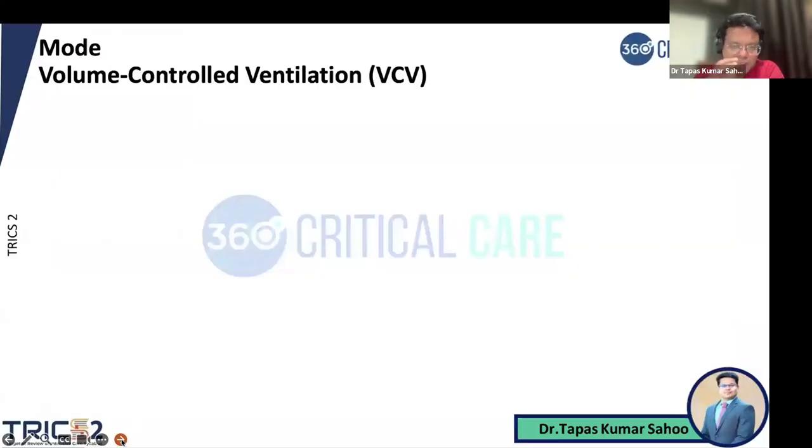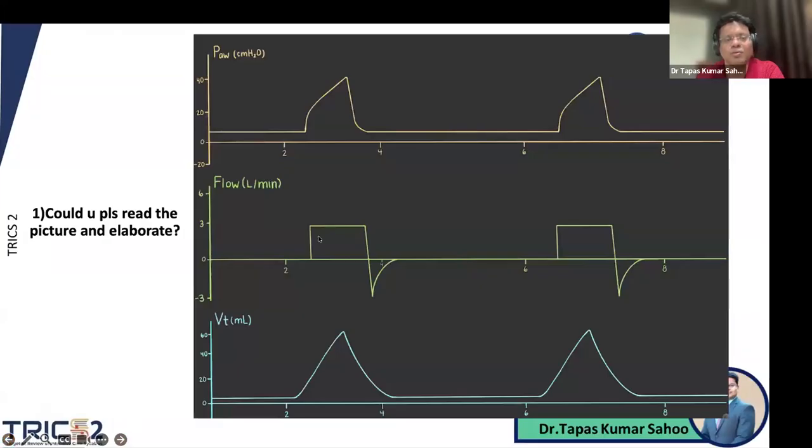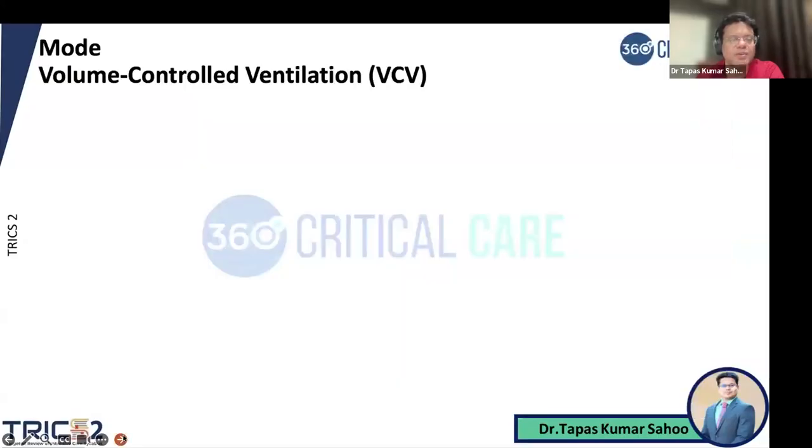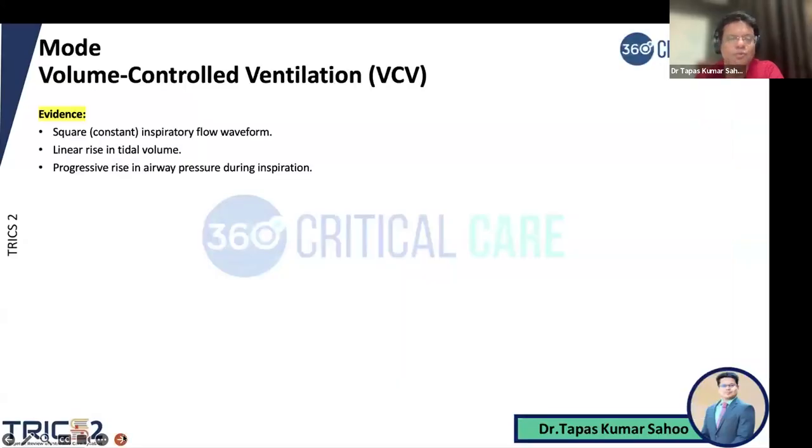I would be now giving you the answer. This is a volume control ventilation. Why? We all know, because here the flow is the square pattern and here the pressure is rising in this type of shark fin fashion. Now shark fin fashion is something we do not want. It has to be a smooth waveform.